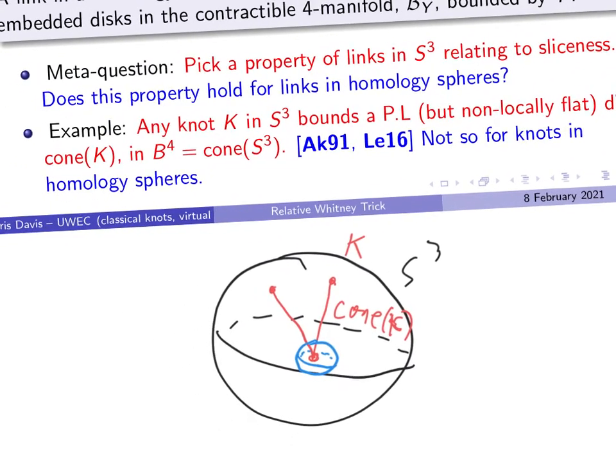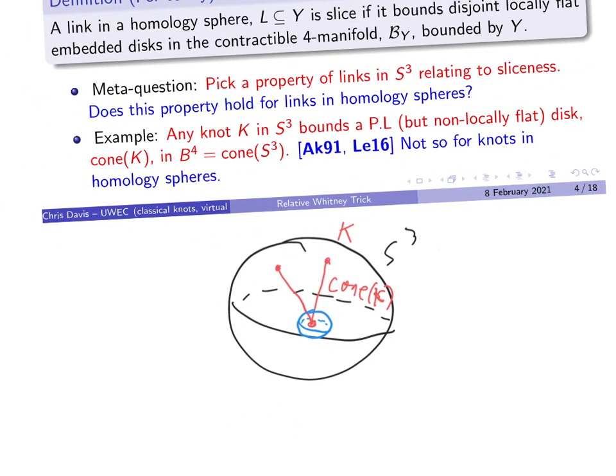So what Selman Akbulut did in 1991 is he proved that there is a knot in a homology sphere which, even though that homology sphere does bound a contractible four manifold, does not bound a piecewise linear embedded disk in that particular four manifold. It does, however, in another contractible four manifold bounded by that same homology sphere.